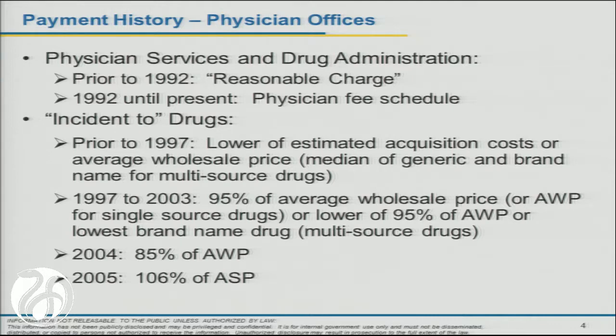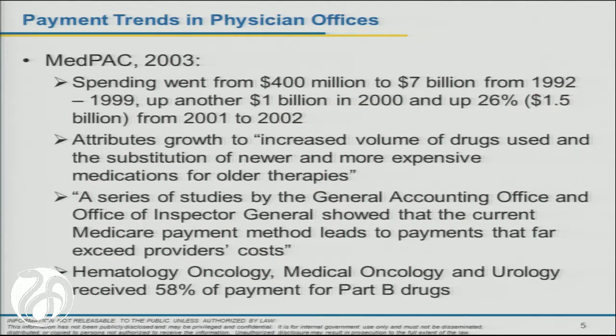Beginning in 2004, we went to 85% of average wholesale price, and beginning in 2005, we went to 106% of average sales price. I'm going to talk a little bit about why, and what average wholesale price was.